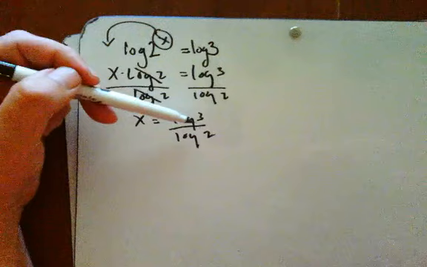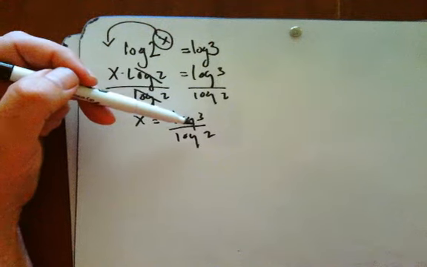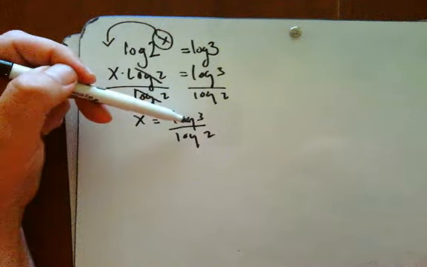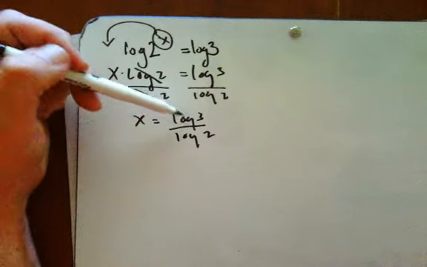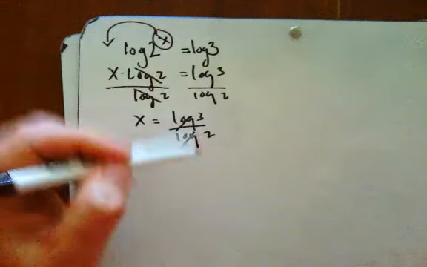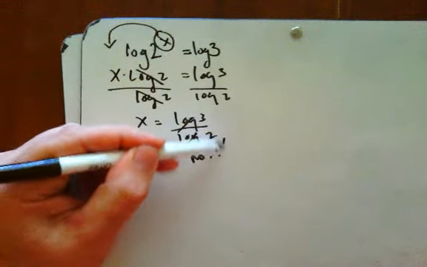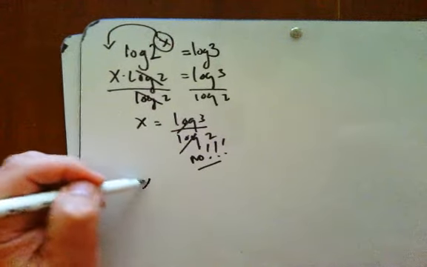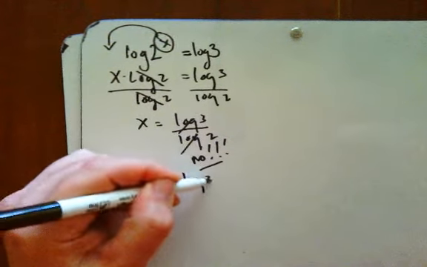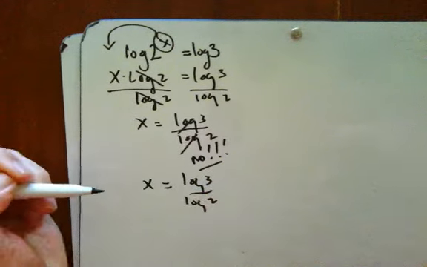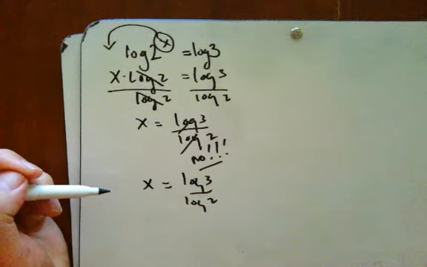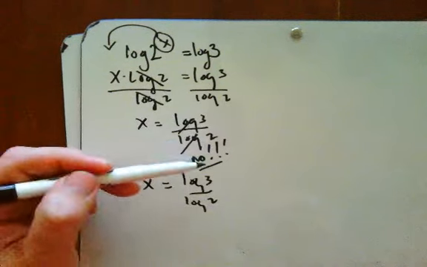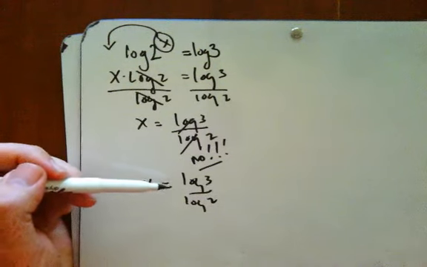Please do not try and use the quotient property here. This is not two logs where you're now going to write them as one log with subtraction. Oh my goodness, I've seen students do that. There's no quotient property here. Nor also can I do that. No. I will definitely chase you with a stick if you do that. The answer here is log 3 over log 2.